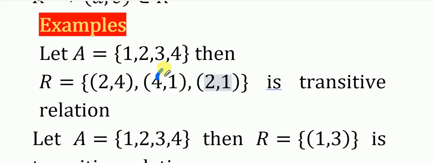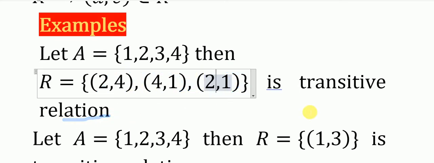See, 4 is related to 1, but 1 is not related to any element, so we need not consider that. Similarly 2 is related to 1, but 1 is not related to any element. But the thing is (2, 4) belongs to R and (4, 1) belongs to R, implies (2, 1) belongs to R. Therefore this is a transitive relation.